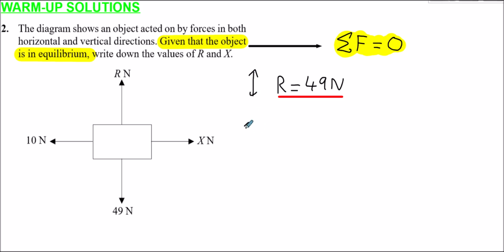In the same way, we've done up and down there. If we just think about left and right forces, we can see that we've got 10 pushing to the left, therefore the force pushing to the right must also be equal to 10 to balance out and cancel the 10. In other words, X must be 10 newtons.